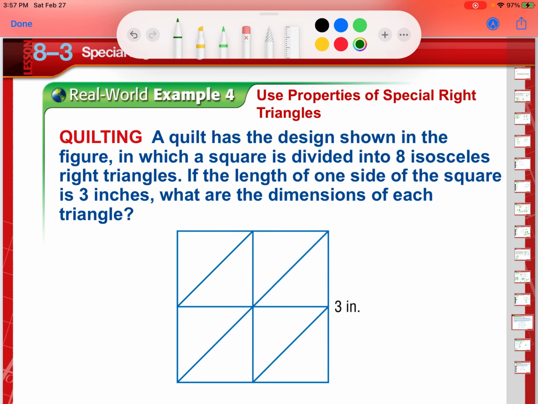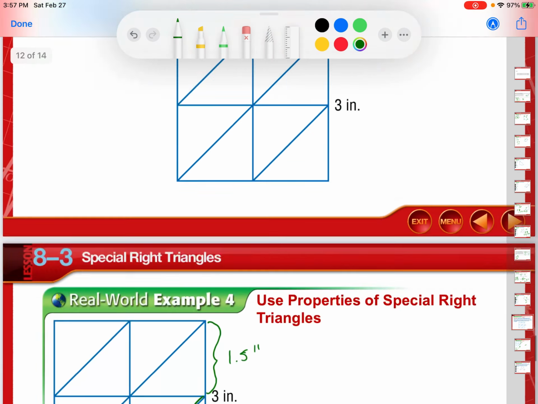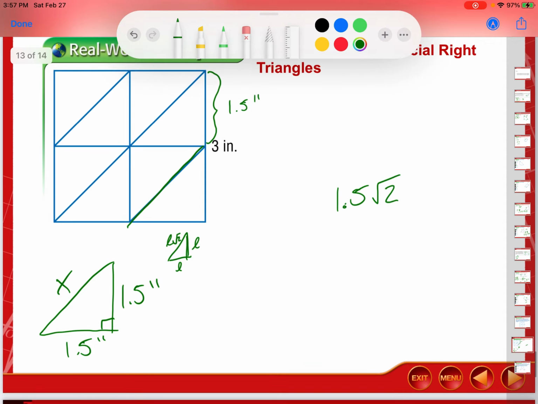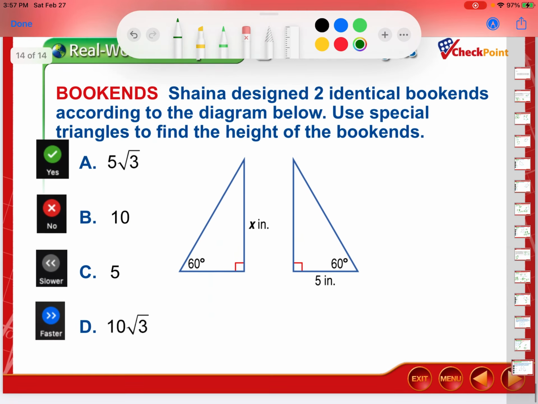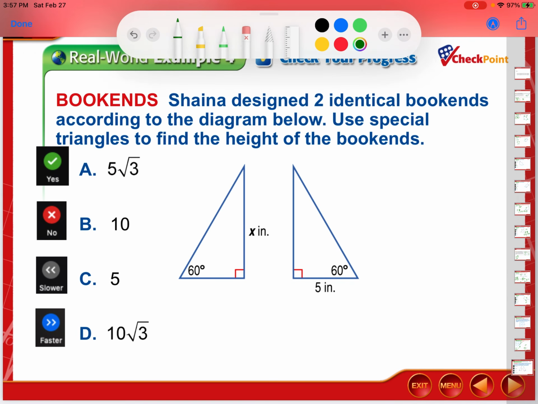Let me double check. If the length of one side of the square is, yeah. So they want to know the dimensions of one triangle. So we would just say one triangle is 1.5 inches, 1.5 inches, then 1.5 root 2 inches. Just using those special right triangle rules.